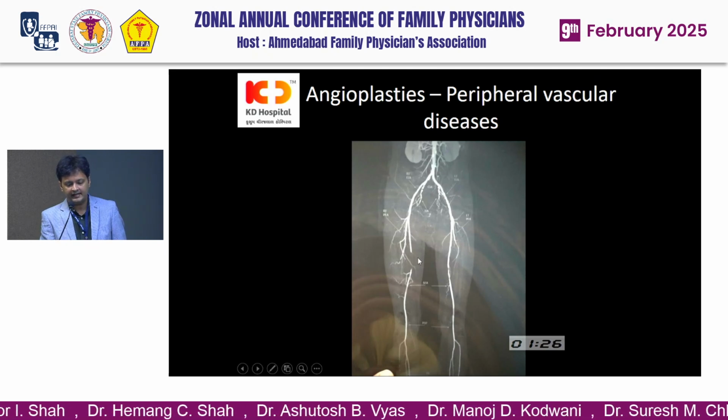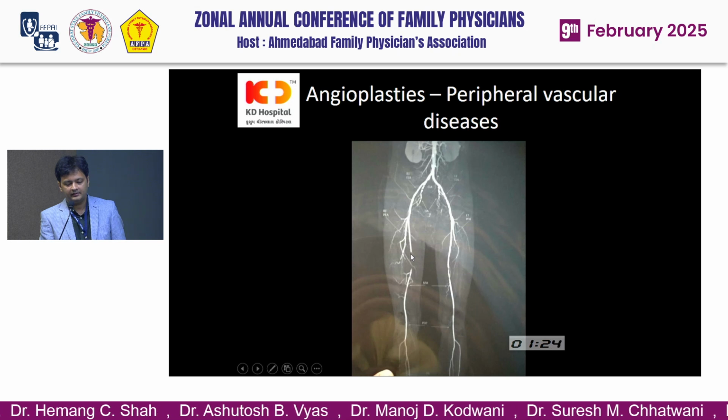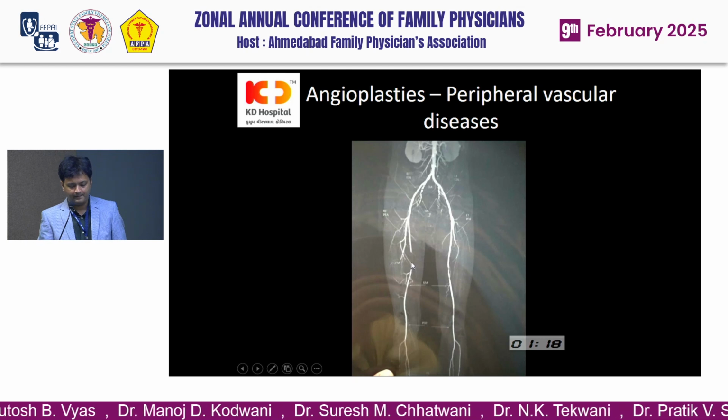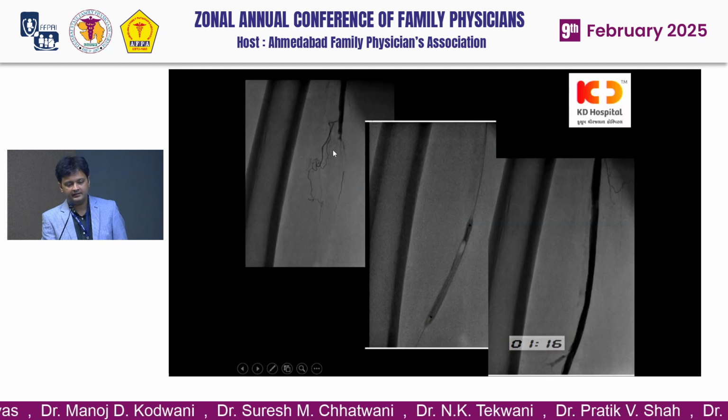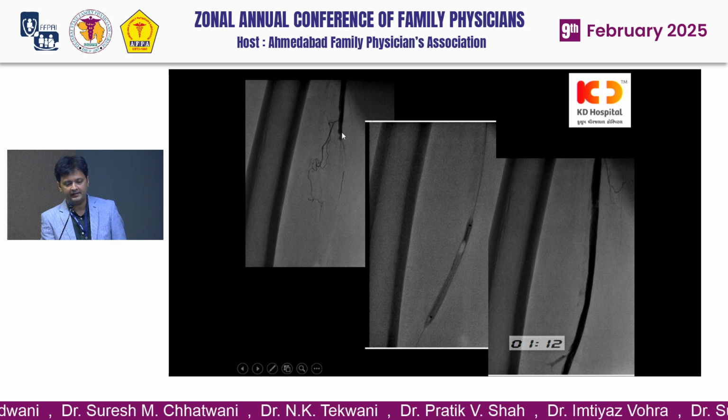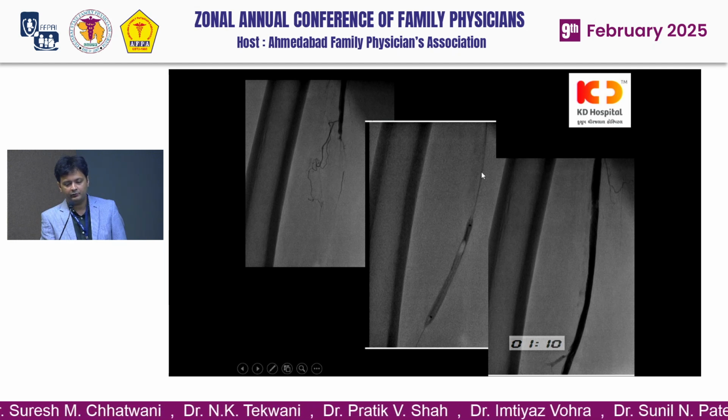This is a case of peripheral arterial disease. The patient had gangrene in the right lower limb. The culprit was a long segment stenosis or thrombotic occlusion of the right superficial femoral artery. This is an initial angiogram showing that the contrast is not passing from mid-thigh level downwards. So we put a wire across it.